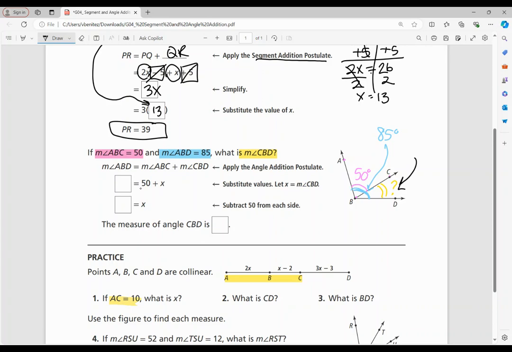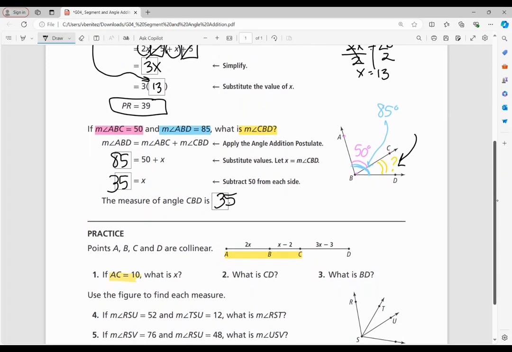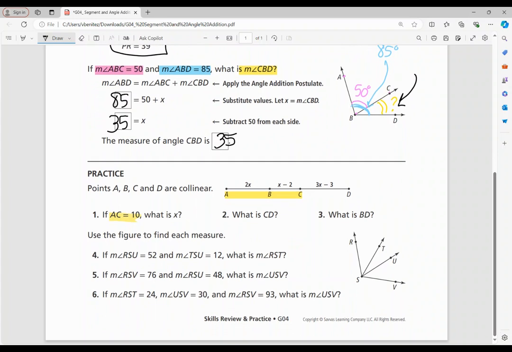So we know that 50 plus x, because we don't know what this one is, altogether is equal to 85. Again, using algebraic steps, we would subtract 50 from both sides. 85 minus 50 would be 35. So the measurement of angle CBD is 35 degrees. Down below you have more practice.